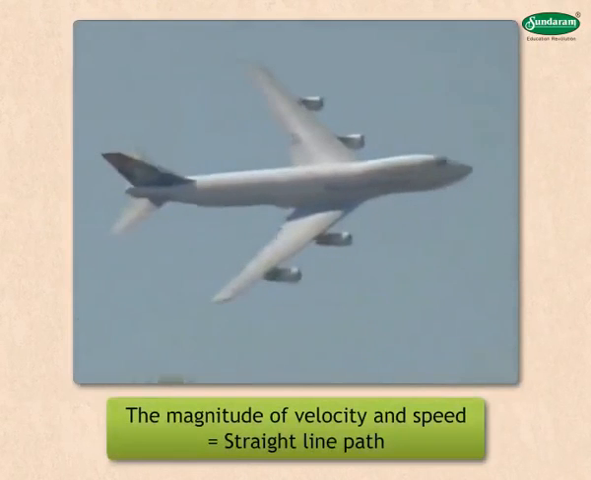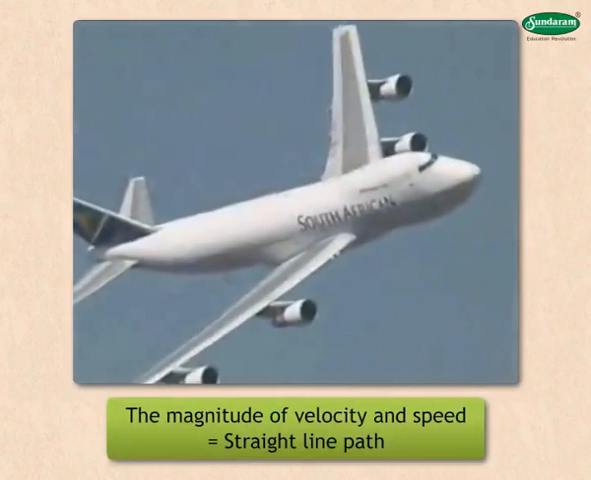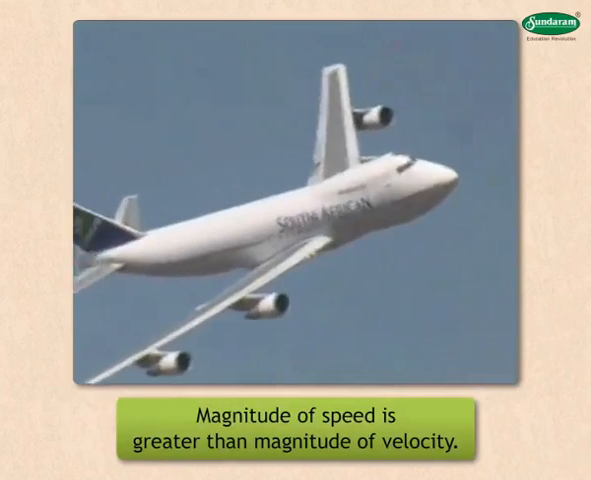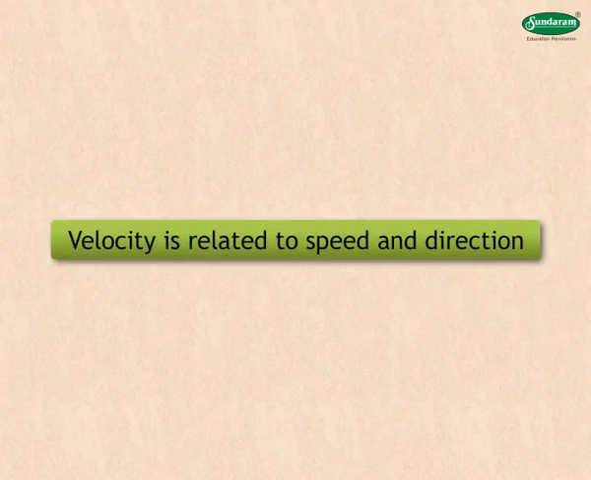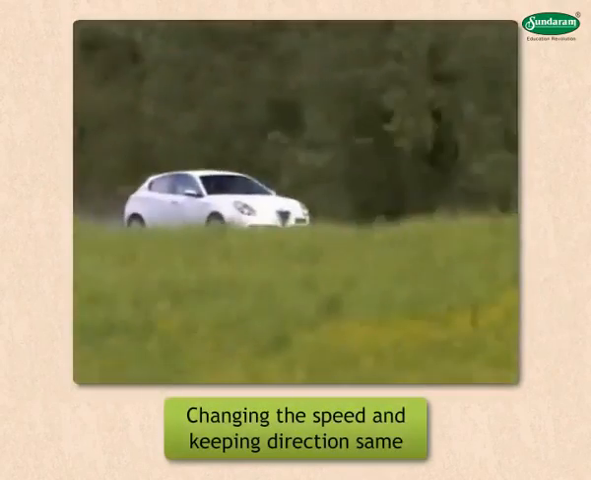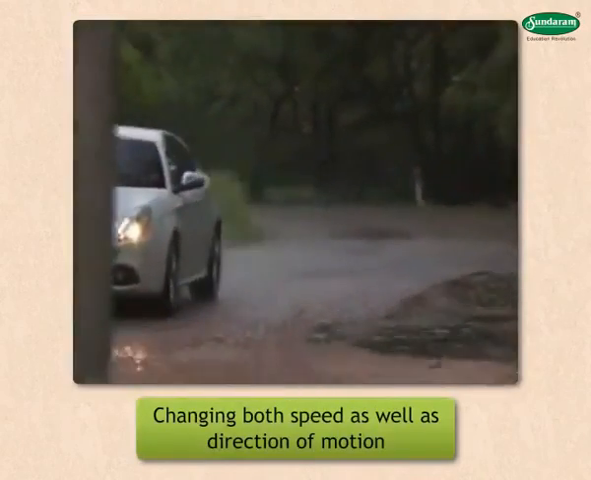The magnitude of velocity and speed will be equal if motion is along a straight line path. In other cases, magnitude of speed is greater than magnitude of velocity. As velocity is related to speed and direction, it can be changed by: 1. Changing the speed and keeping direction same. 2. Changing direction and keeping speed constant. 3. Changing both speed as well as direction of motion.